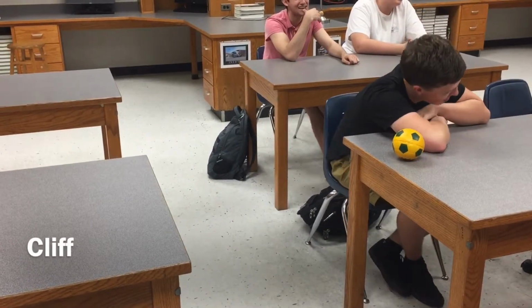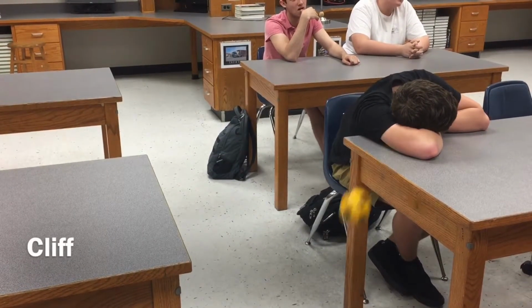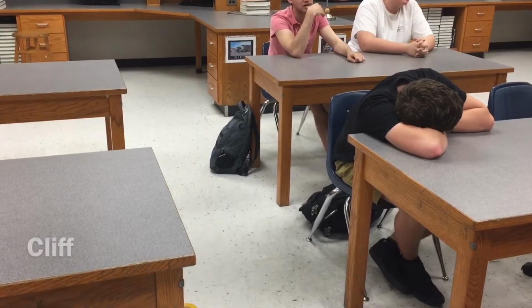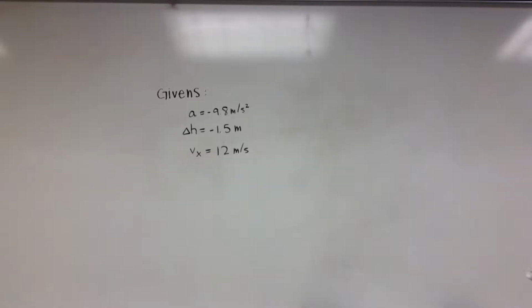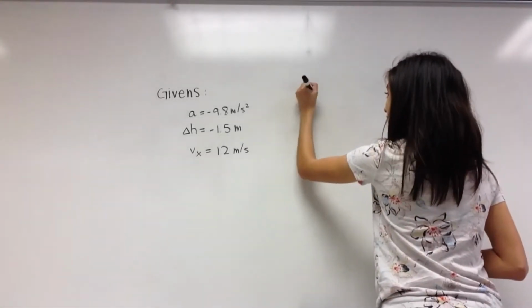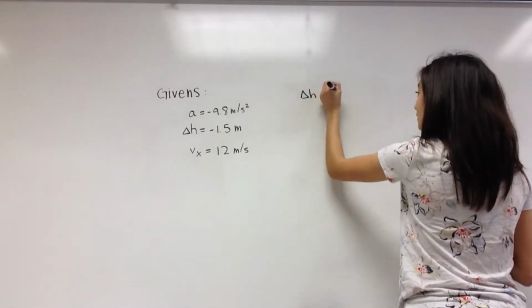Andrew falls asleep in physics class, causing the ball to fall off the desk. This is a cliff problem, so there's only initial velocity in the x direction. The ball leaves the desk with an initial velocity of 12 meters per second from a height of 1.5 meters. When the ball rolls off the table, what is its horizontal displacement when it hits the ground? List your givens. Remember to make displacement negative because the ball is falling down.